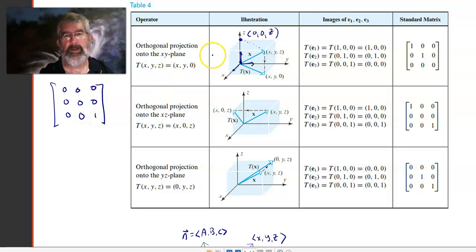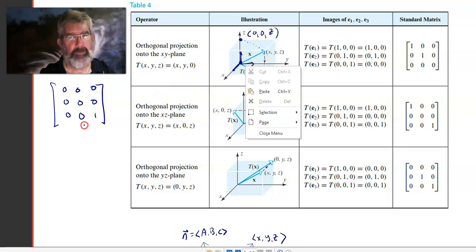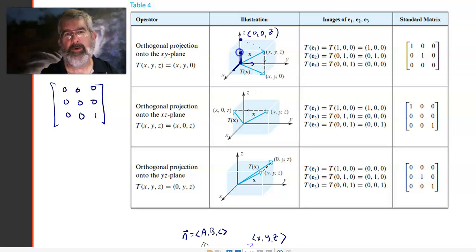Again, you can also think in terms of where does 1, 0, 0 go? Well, it goes to 0, 0, 0. That's the first column. Where does 0, 1, 0 go? Well, it goes down to the origin, second column. And where does 0, 0, 1 go? Well, it's already on the z-axis, so it stays put at 0, 0, 1. And there's your projection onto a line, the z-axis.